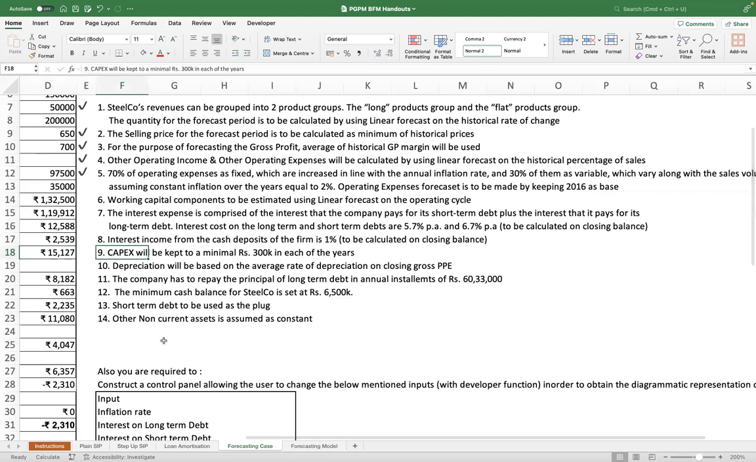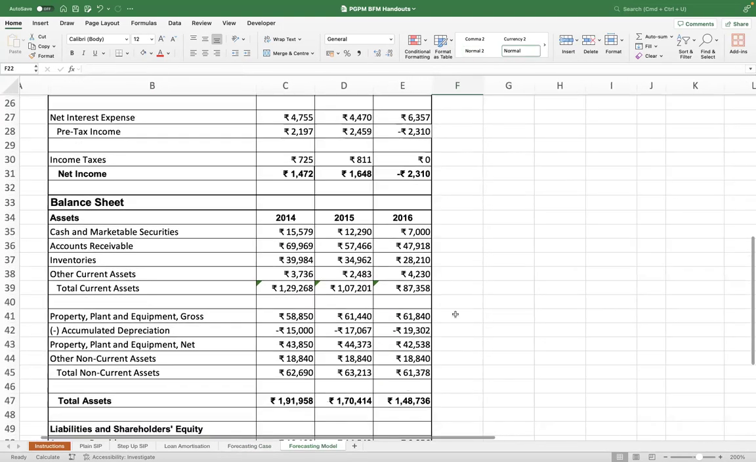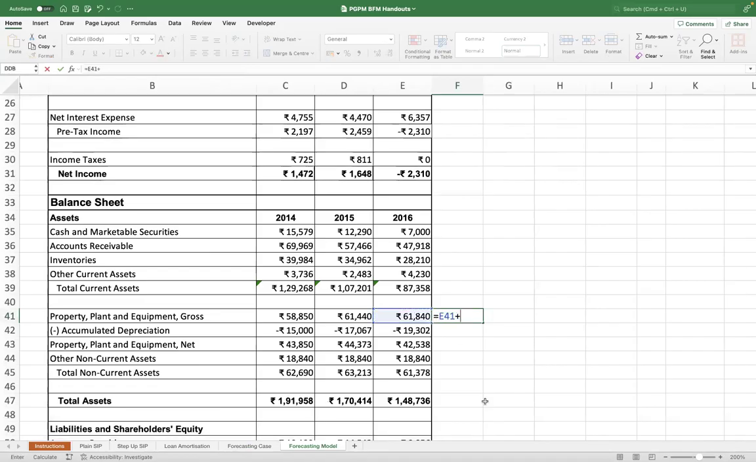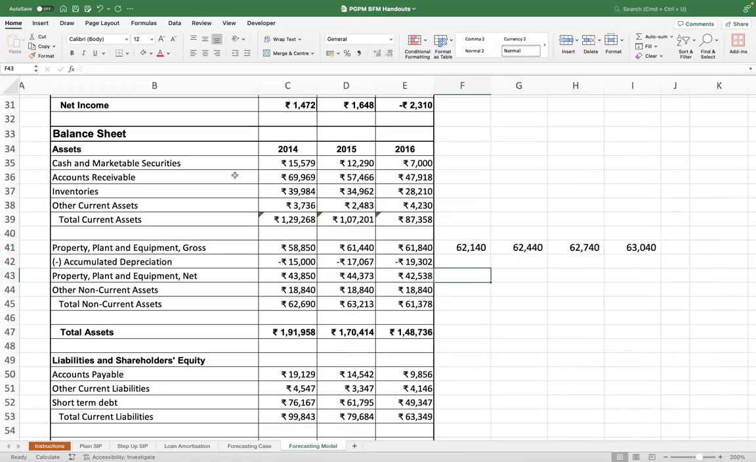ये देखो, point number 9. CapEx will be kept to a minimal of 300K in each of the years. Which means that if I go to my forecasting model and I go to PPE, I need to add plus 300 in each of these years. Am I right? From 17 to 20. Because every year I'm going to make capital expenditure of 300. So which means my property, plant and equipment gross numbers are going to change. Is it not?